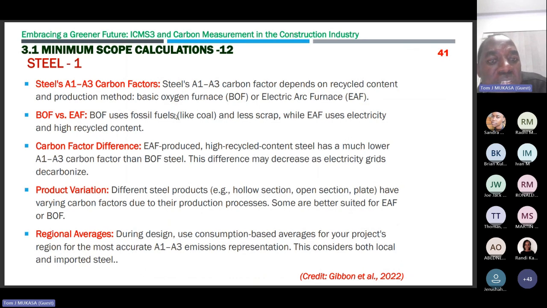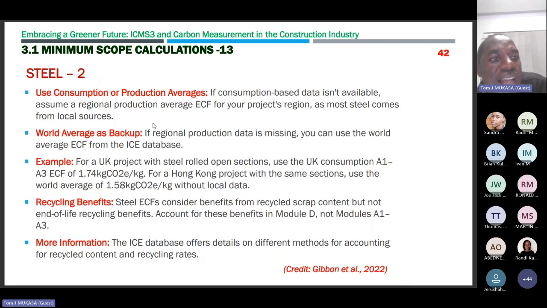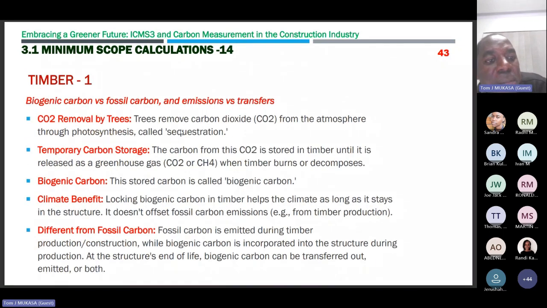From there, we talk about steel. Steel, the biggest problem is the manufacturing process. We have two production processes: the basic oxygen furnace and the electric arc furnace. The basic oxygen furnace is the traditional one, and the electric arc furnace is the modern way, which uses a lot of recycled content, and that is where we're supposed to be going. Otherwise, we hope that this can reduce as people get other sources of better energy during the production of steel. Then the third item that I would like to talk about is timber.